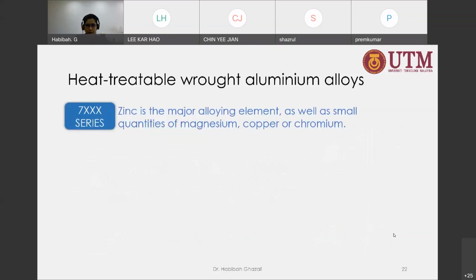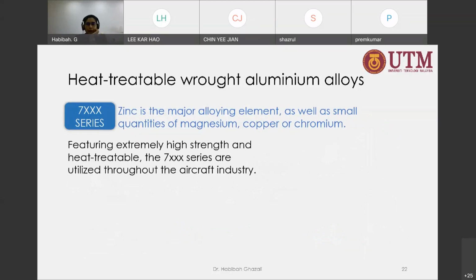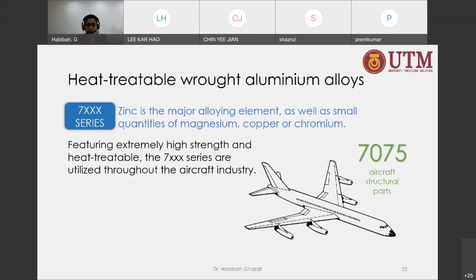The 7000 series has zinc as the major alloying element, and is also heat treatable, and they have a small amount of magnesium, copper, and chromium inside this metal as well. So they have high strength and they are heat treatable, and they've been used throughout the aircraft industry. So the 7075 is used as a structural part of the aircraft as well.